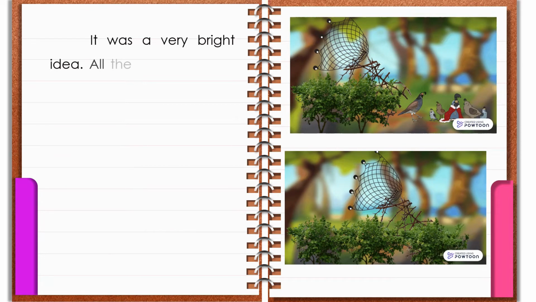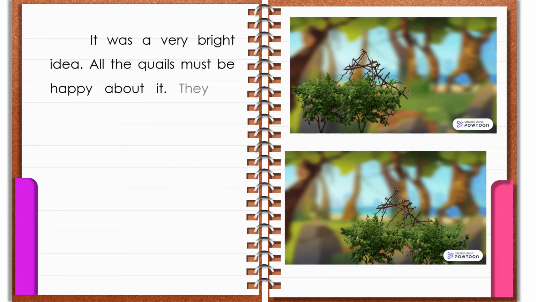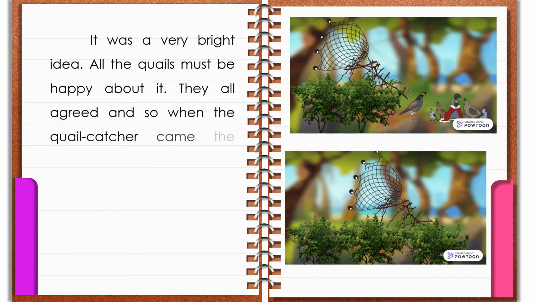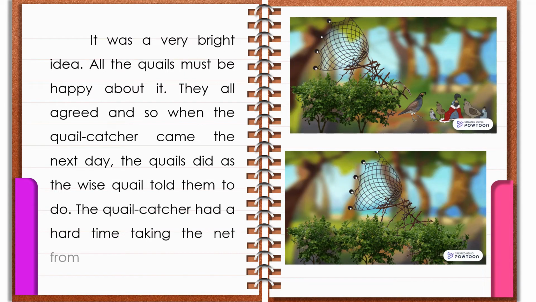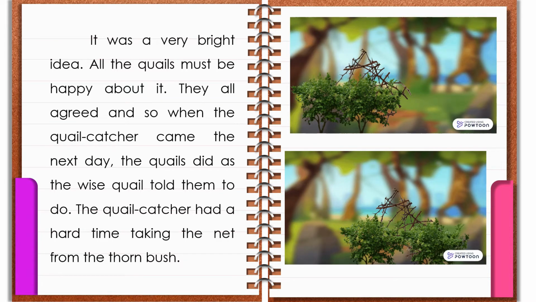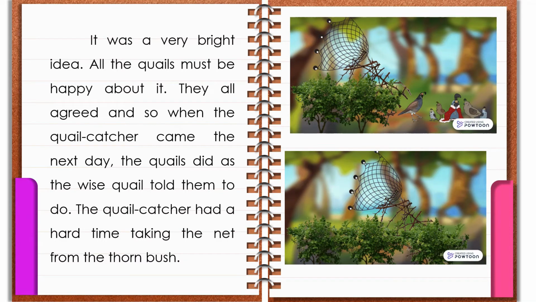It was a very bright idea. All the quails must be happy about it. They all agreed, and so, when the quail catcher came the next day, the quails did as the wise quail told them to do. The quail catcher had a hard time taking the net from the thorn bush.